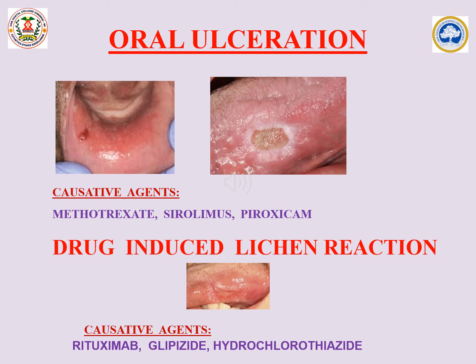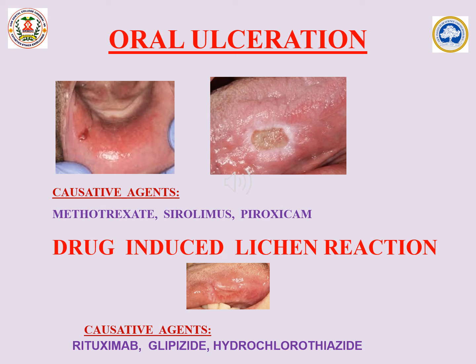This slide shows oral ulceration and drug-induced lichenoid reaction. So, oral ulceration, the causative agents are methotrexate, which is both anti-cancer as well as, in low doses, it can also be used as an immunosuppressant in autoimmune diseases like psoriasis. Sirolimus, again an immunosuppressant, and NSAID piroxicam. So these are the drugs that can cause oral ulceration.